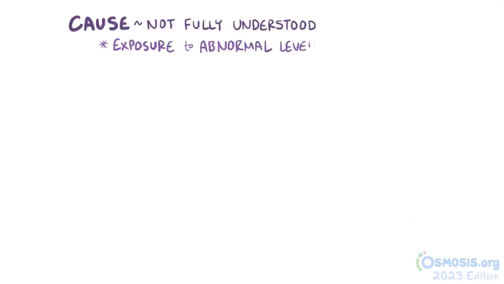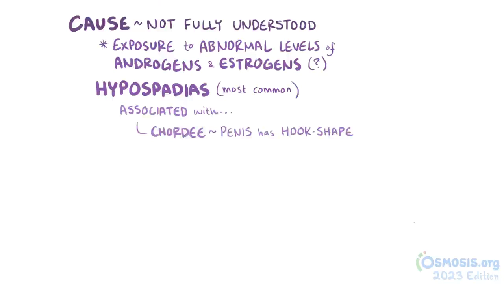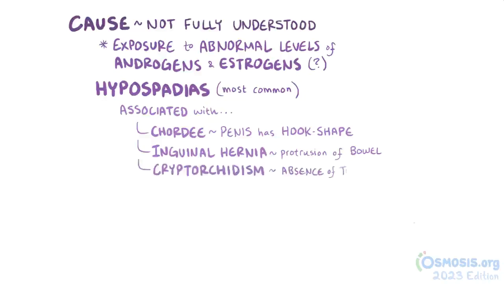Now, the precise cause of hypospadias and epispadias isn't fully understood, but seems to be related to fetal exposure to abnormal levels of androgens and estrogens. Of the two, hypospadias is more common, and they're associated with other conditions like chordee, which is when the penis has a hook shape and curves inwardly, inguinal hernia, which is a protrusion of bowel through the inguinal canal, and cryptorchidism, which is the absence of testes from the scrotum.